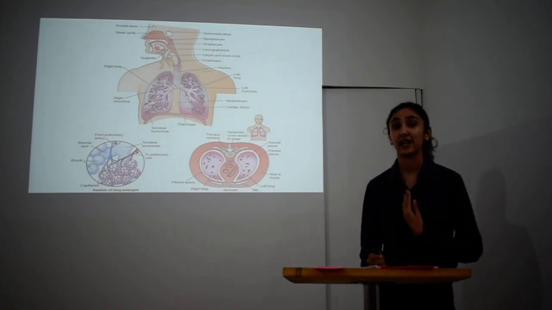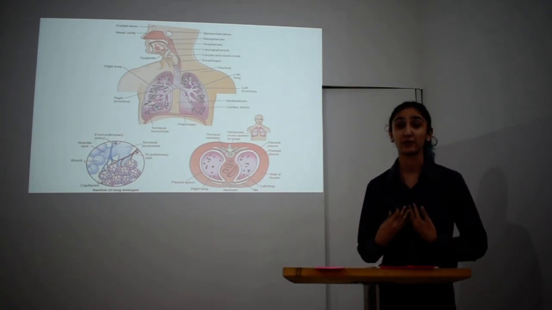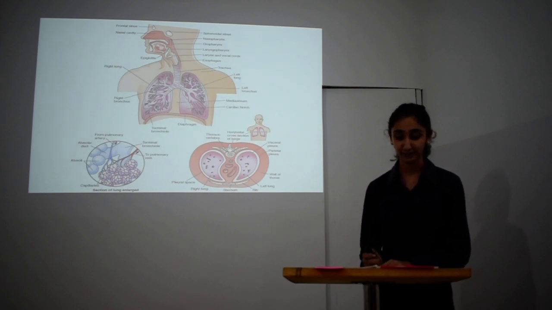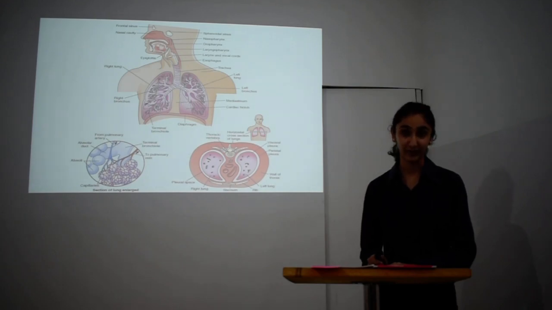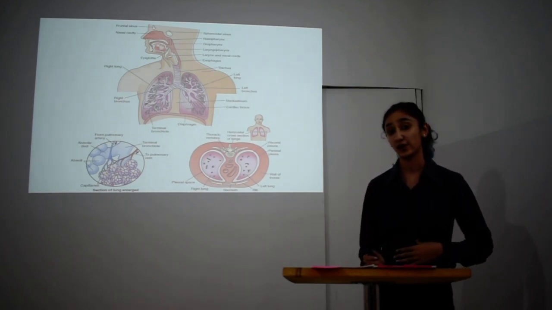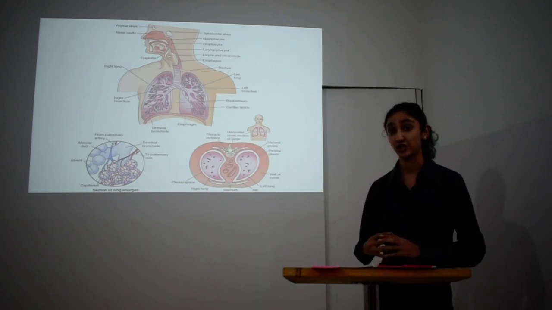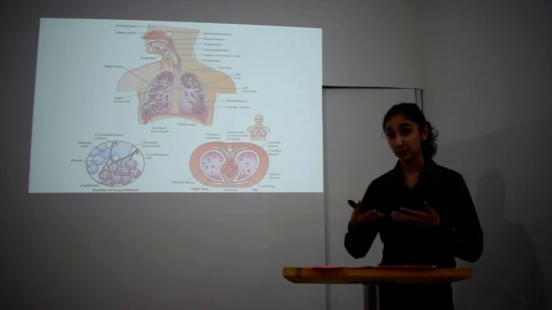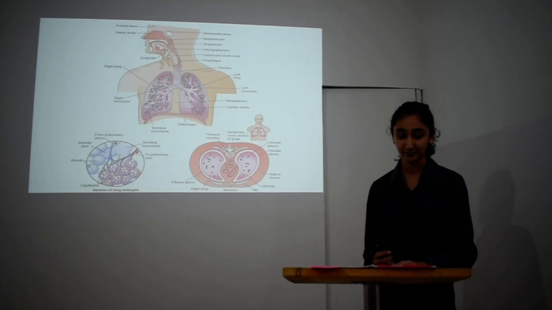Between the ribs, we have muscles that help us move up and down with our chest cavity, and these are called intercostal muscles. The diaphragm is the most important part. It's an elastic organ, and it stretches and goes downwards to increase chest cavity, and it goes upwards when it wants to expel air out of the lungs.